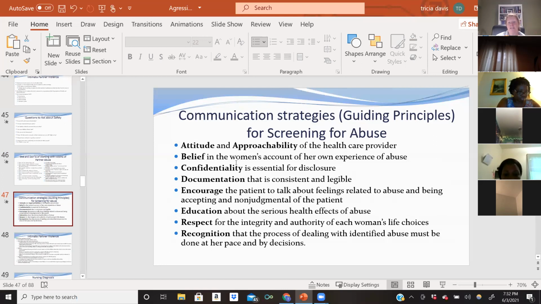We have to believe in the woman's account of her own experience of abuse. If she tells us that this is what happened, we have to believe her. We have to make sure that we always maintain confidentiality, unless, of course, there is a child or an elder involved, then we're obligated to contact other people. We always want to make sure that we're documenting what the patient says and what we see. If it's in the computer, we just want to make sure either way that it's consistent. And if it's on paper, we want to make sure that it's legible so that anybody else that comes around us will be able to understand what we've written.